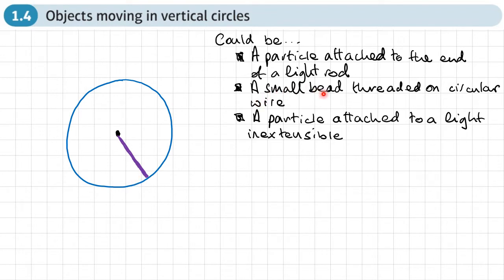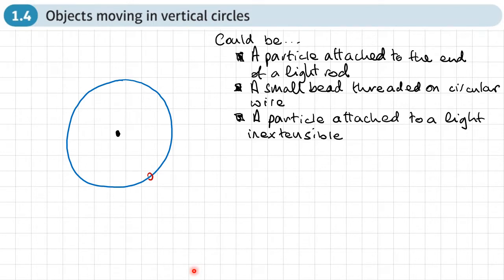It could be a small bead threaded on circular wire. So the blue circle here represents some wire. There wouldn't be a rod in this case. That purple line would have represented the radius. And so we've got a small bead threaded onto this wire, and again, pushed with enough force, it will go in this circular path. So, a bead threaded on circular wire.